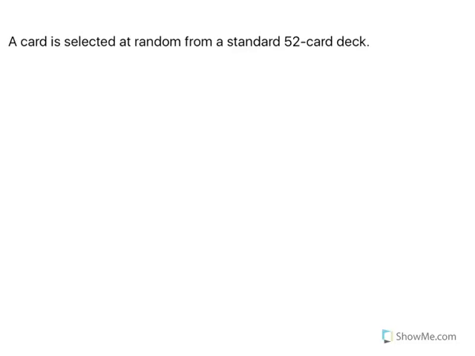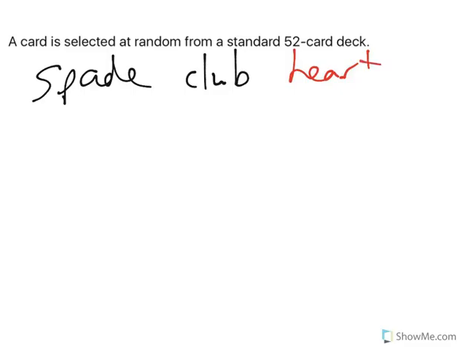A card is selected at random from a standard 52 card deck. Now, before we answer parts A, B, and C about this question, a 52 card deck has spades, clubs, hearts, and diamonds. I put them in colors on purpose because if you don't play cards, spades and clubs have black numbers and hearts and diamonds are red.